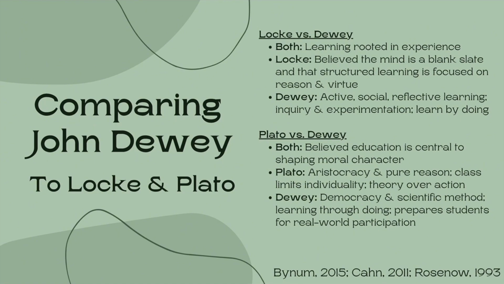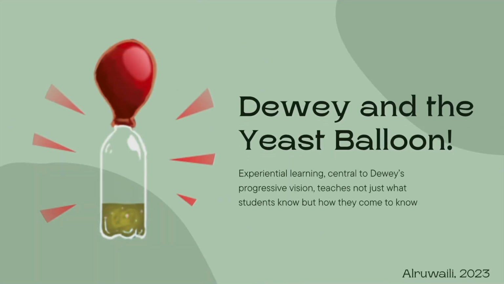In both comparisons, the key idea is that meaningful learning emerges from experience. But while Locke and Plato focus on structure and reason, Dewey emphasizes interaction, inquiry, and practical application of knowledge. Therefore, our lesson demonstrates Dewey's perspective on progressive education as an active and reflective process, specifically how experiential learning doesn't just teach what students should know, but how they should come to know it.